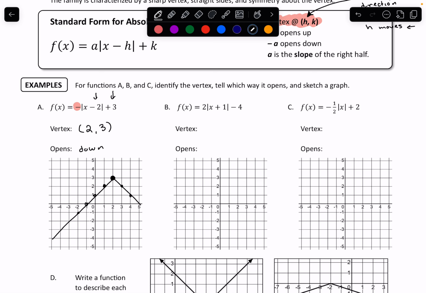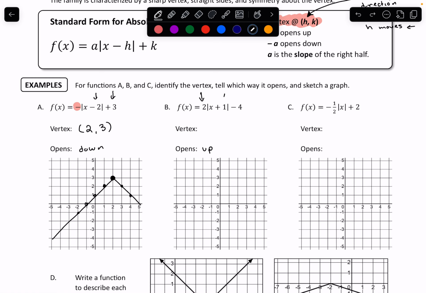Okay, example B. Out in front, I've got a number 2, which means my function is going to open up. So it's going to be a V, but my slope is going to change. My slope is going to be 2 instead of 1, which means when I'm drawing my function, I'm going to go up 2 over 1 instead of just up 1 over 1.